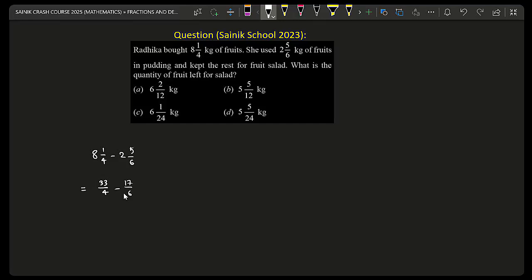Now, are they like fractions or unlike fractions? Unlike fractions. So how can I convert into like fractions? Sir, the LCM of the denominators, 4 and 6. With which number can we divide? Sir, 2. 2 2s are 4, 2 3s are 6. What is the LCM now? That is 12. How can I make 4 as 12? Into 3. How can I make 6 as 12? Into 2.